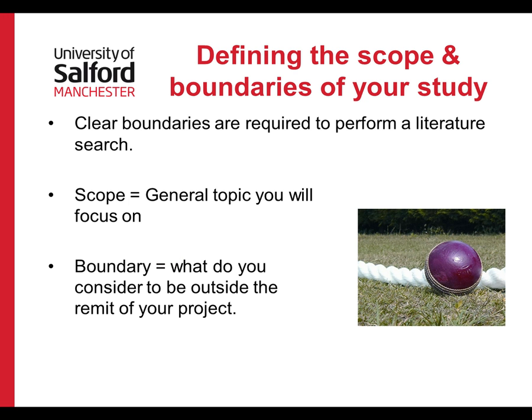Once you've decided on your topic, then you need to define clear scope and boundaries for your study. Now, these boundaries are going to inform the way that you do your literature search. Think about the scope as the general topic that you'll focus on, and this scope will ultimately help you to write out the search terms that you'll use in the search engines. Think about the boundary as what you consider to be outside the remit of your project. And these boundaries will help you to get rid of papers that you don't feel lie within the scope of your project.